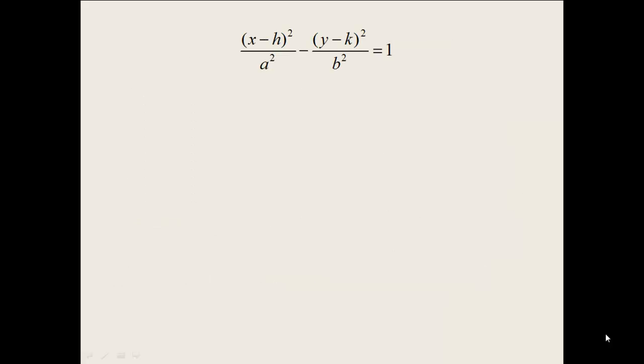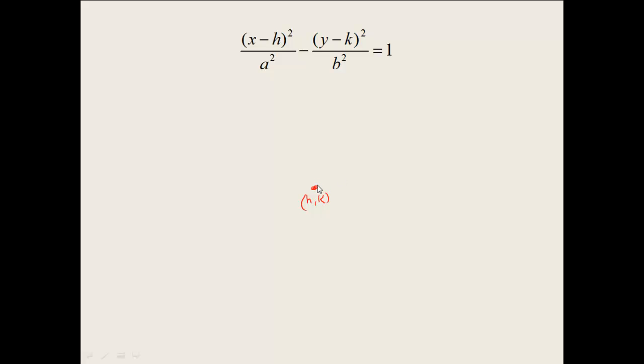Our next tab is the (x minus h) quantity squared over a squared minus (y minus k) quantity squared over b squared is equal to 1. Now on the top of this tab is where we're going to put the picture that goes along with this. And when we start that, we are going to start with our center, which is at h comma k, just like it has been for all of our other conic sections.